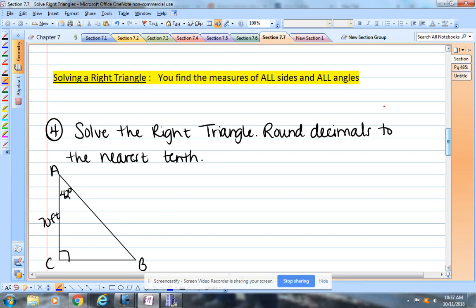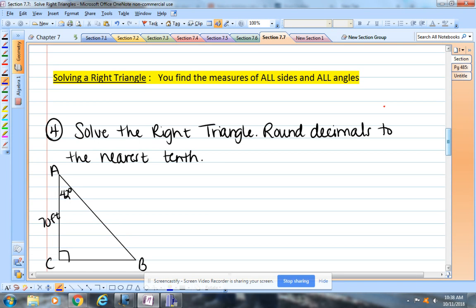So how many legs or sides do you have in a triangle? Three. How many angle measures do you have in a triangle? Three. And one of them's given to us because it's a 90-degree angle if it's a right triangle, correct? All right. So solving a right triangle means you know all three sides and all three angle measures. Okay? So look at this triangle. Is there something that I can find pretty quickly? Yes. I can find the measure of angle B, right?